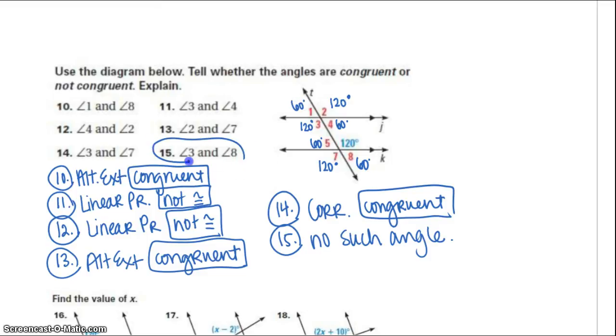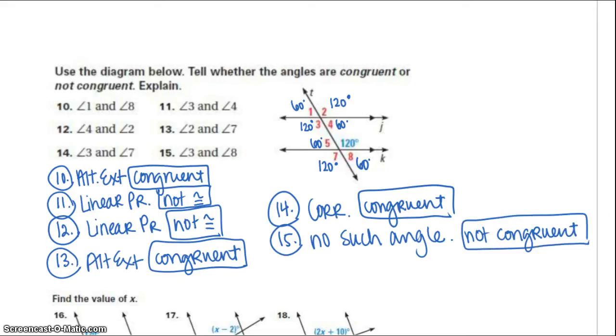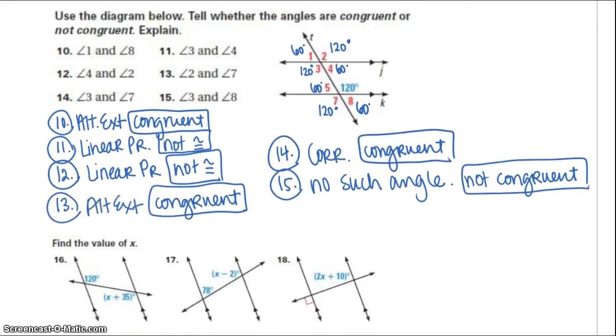So now let's actually go back and look at 15. Are 3 and 8 congruent? No. They're actually supplementary, right? But there is no such angle. But even if there was such an angle that didn't have a fancy name, they're still not congruent. So we can write not congruent, because even though it doesn't have a fancy name, we know it's not congruent because we filled it in because we're smart. We're cool like that. All right, so let's move down here.